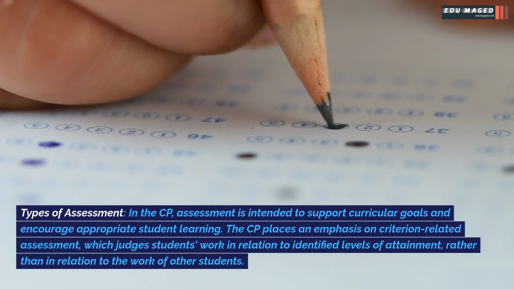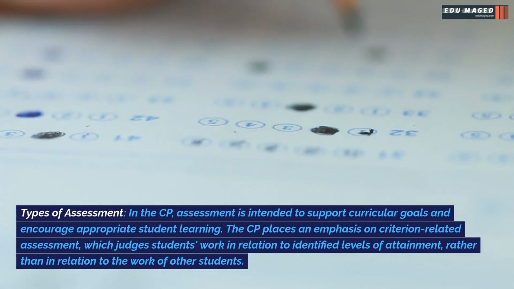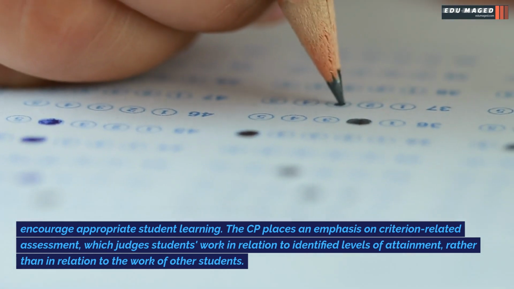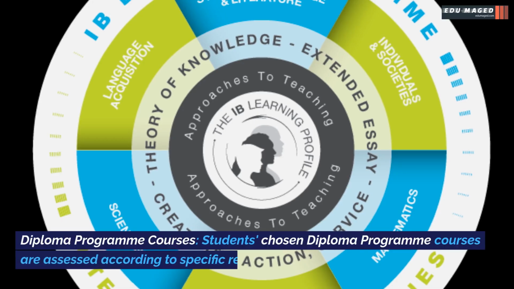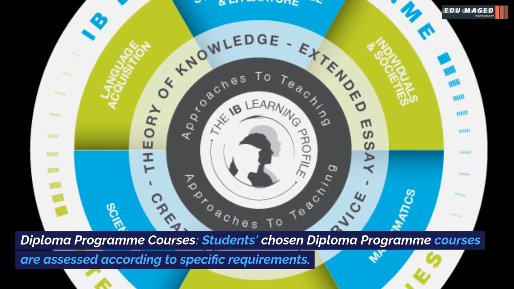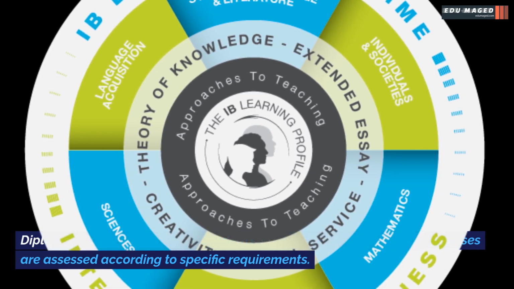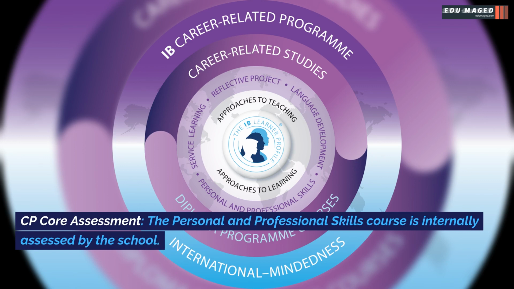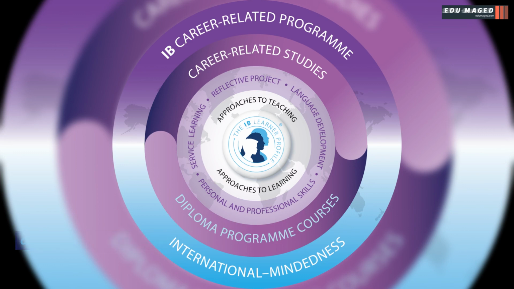The CP places an emphasis on criterion-related assessment, which judges students' work in relation to identified levels of attainment, rather than in relation to the work of other students. Diploma program courses. Students' chosen diploma program courses are assessed according to specific requirements. CP core assessment. The personal and professional skills course is internally assessed by the school.